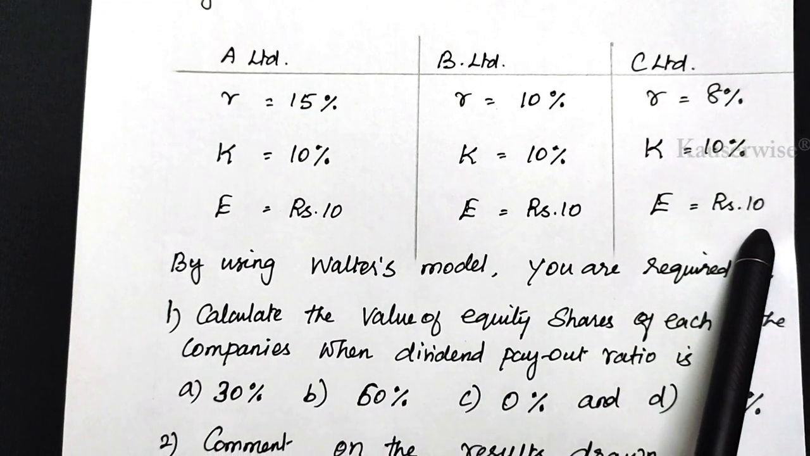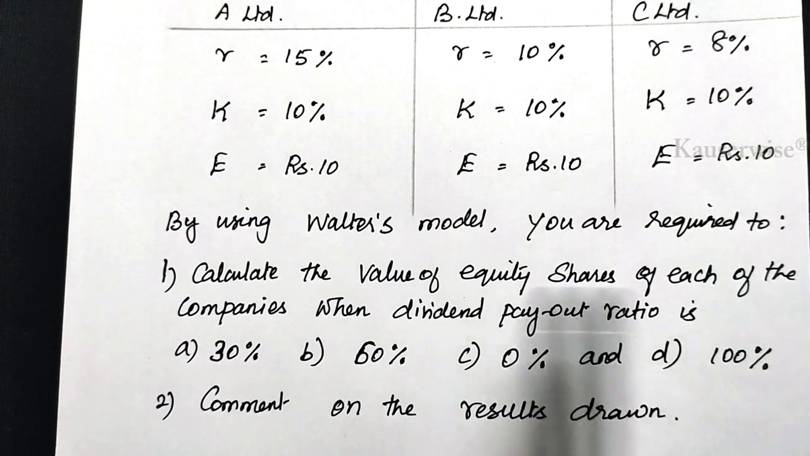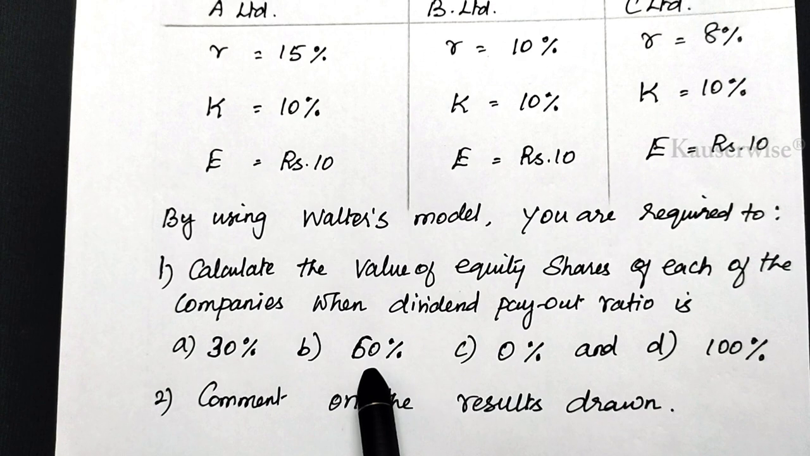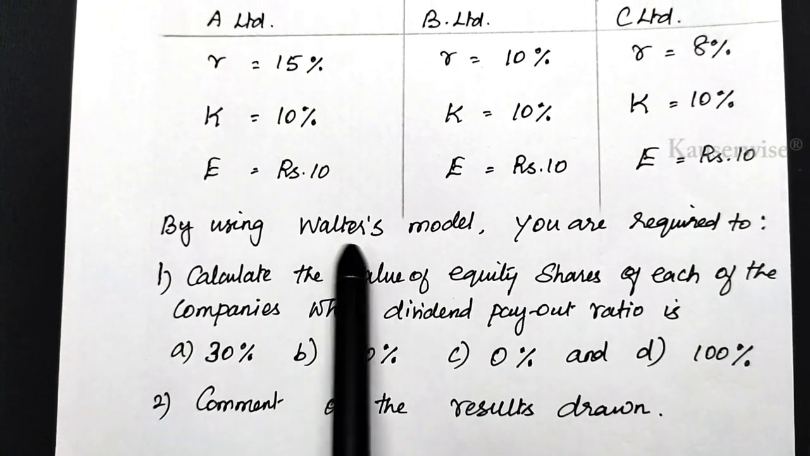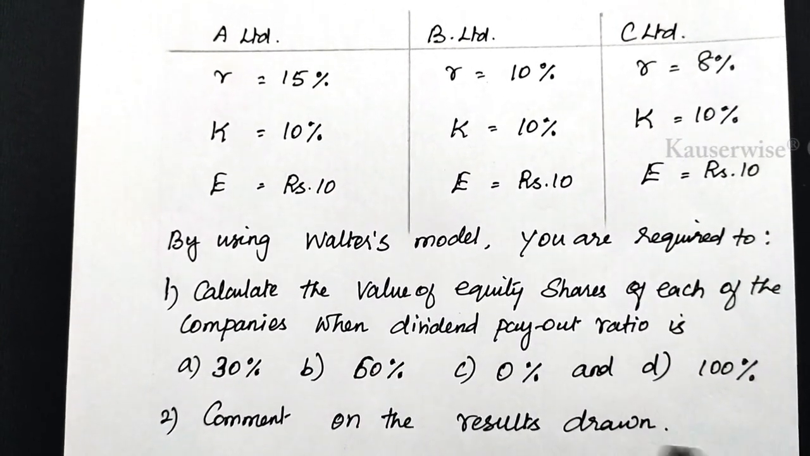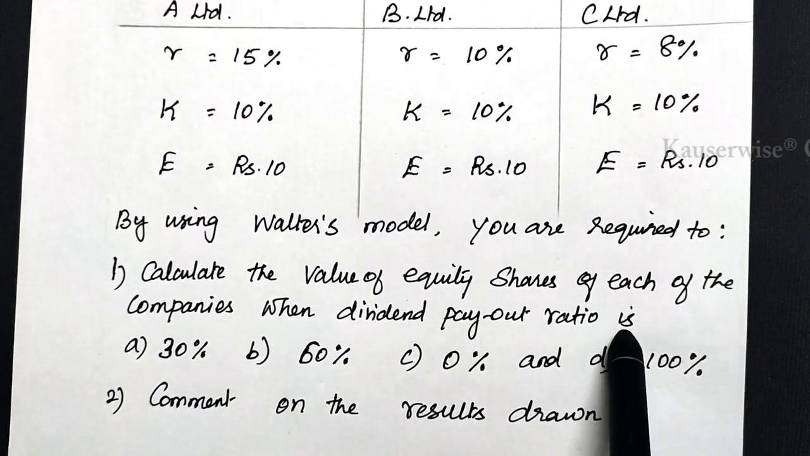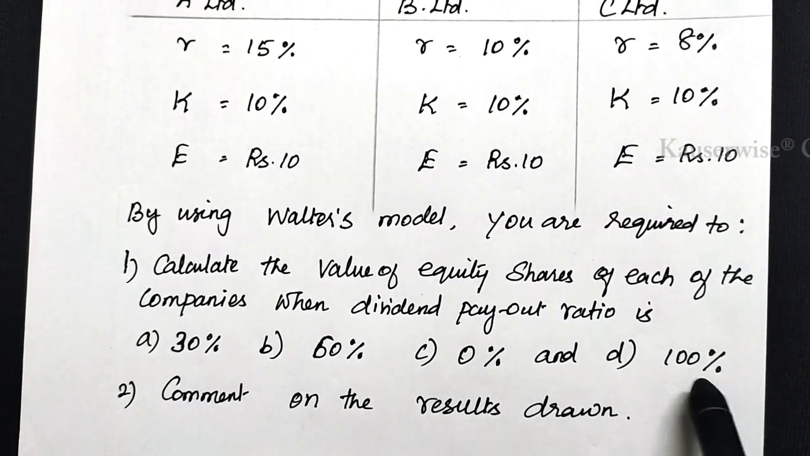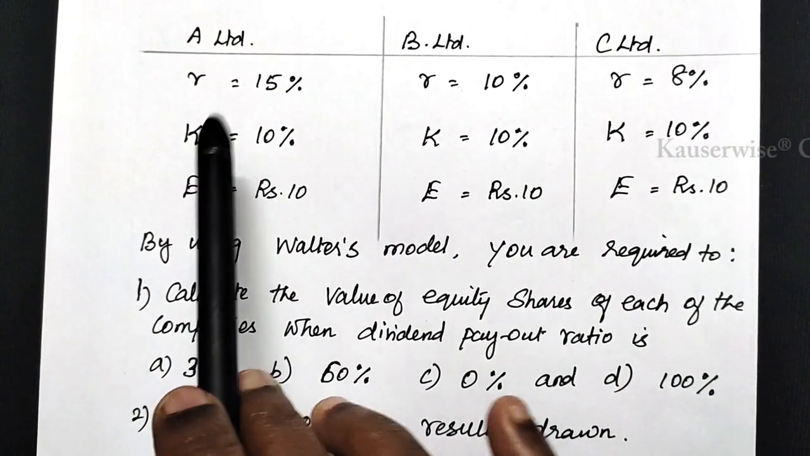With this information, they are asking you to calculate the value of equity shares of each of the companies when dividend payout ratio is 30%, 60%, 0% and 100% by using Walter's model. The second one is to comment on the results drawn. So we are going to calculate market value per equity share when dividend payout ratio is 30%, 60%, 0% and 100% for three different companies. First, let us see the calculation for A Limited.